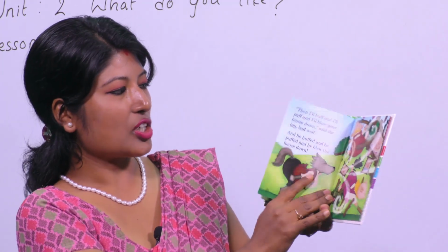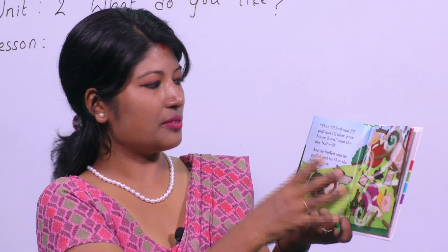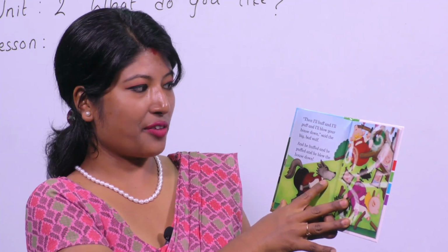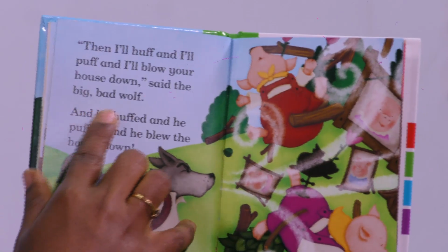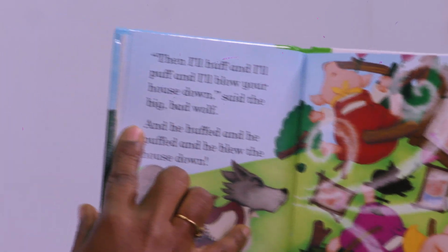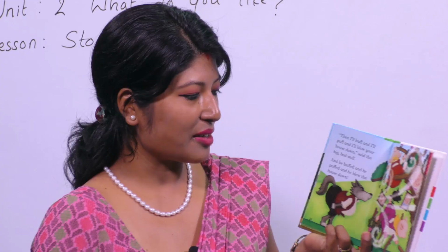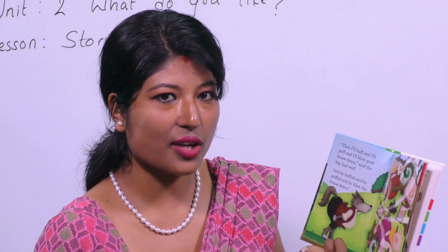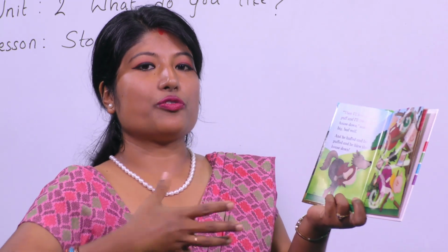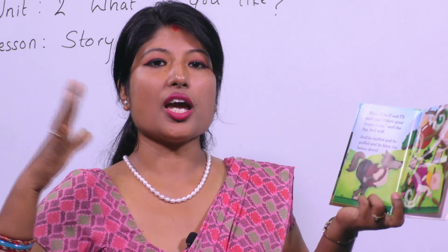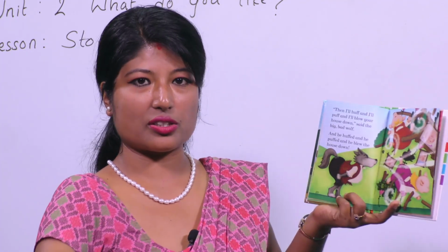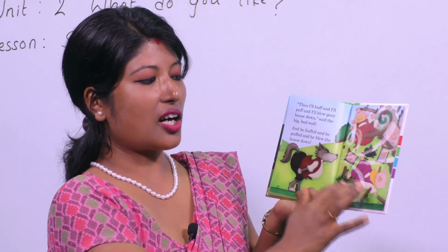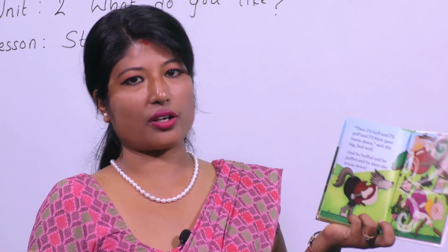Then what happened later on? Let's see. The wolf said, "Then I'll huff and I'll puff and blow down your house," said the big bad wolf. And what did he do? He huffed and puffed and he blew down the house. With full air in his lungs, he blew the house down. Everything was scattered. The log house was totally broken.